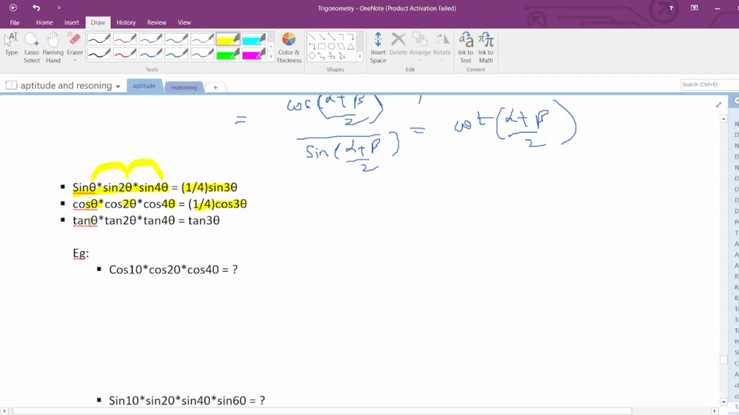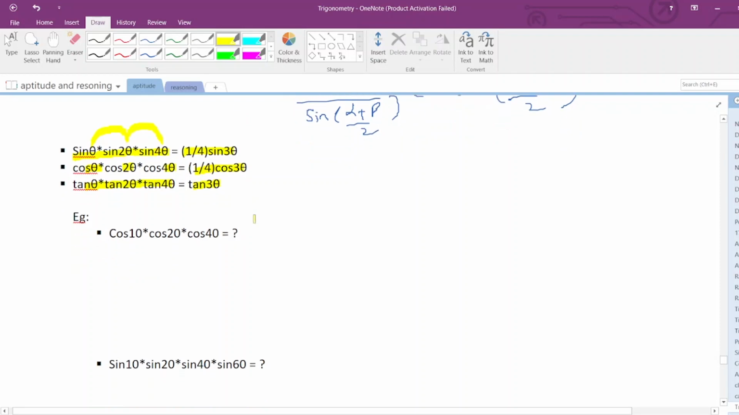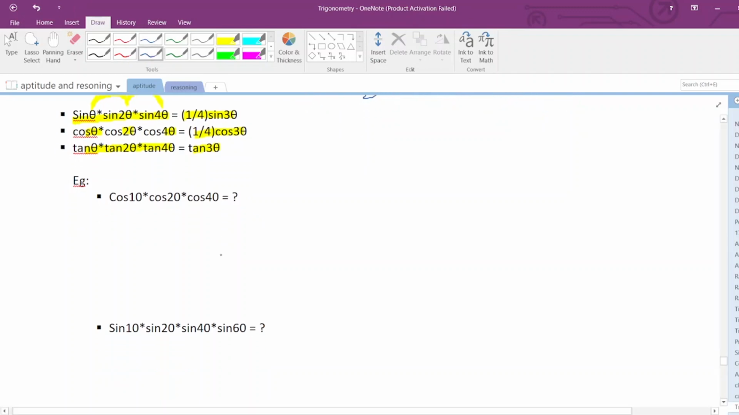The same thing is for tan: tan theta, tan 2 theta and tan 4 theta is equal to tan 3 theta only. There is no 1 by 4 term, because tan is equal to sine by cos, so that 1 by 4 and 1 by 4 will cancel each other. We'll understand better with these examples.